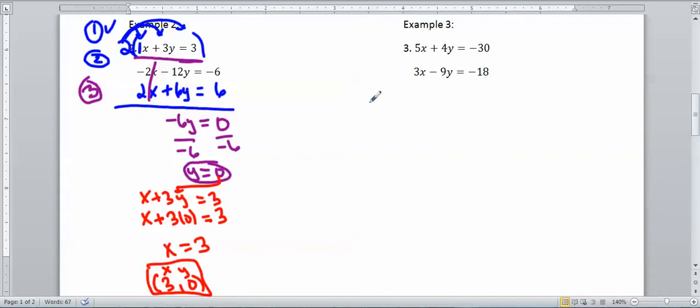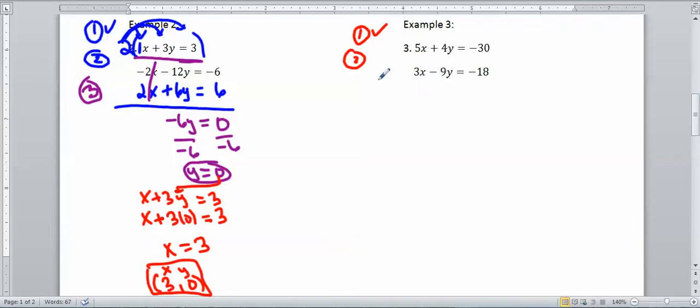Alright, so I want you to pause the video real quick and try example 3 on your own. Okay, so the first thing that you should have done was try to make a pair of opposite terms. Now, the easiest way to do this in this case is to pick one that's already positive, already negative, already x, already lined up. So this is in standard form, so step 1 is check. Step 2, I need a pair of opposite terms.